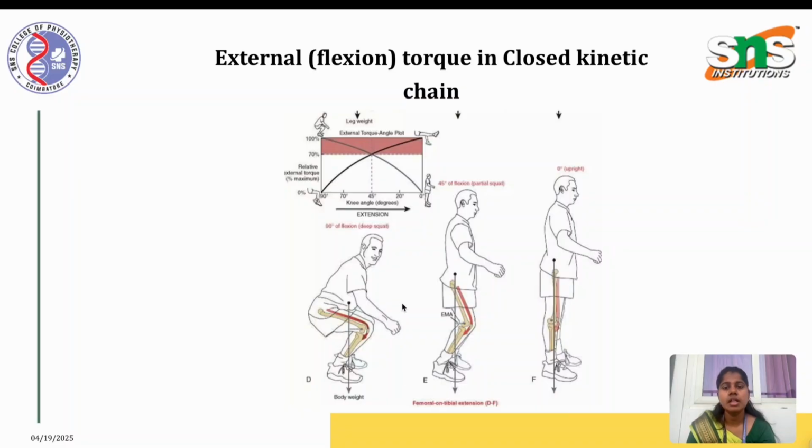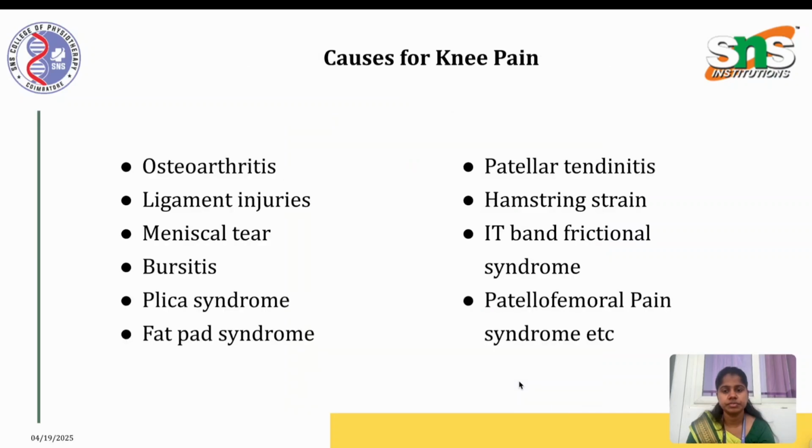This is the picture representation of the external flexion torque in the closed kinematic chain. Coming to the causes of knee pain, it could be because of osteoarthritis, ligament injuries, meniscal tear, bursitis, plica syndrome, fat pad syndrome, patellar tendinitis, hamstring strain, IT band friction syndrome, patellofemoral pain syndrome, etc.